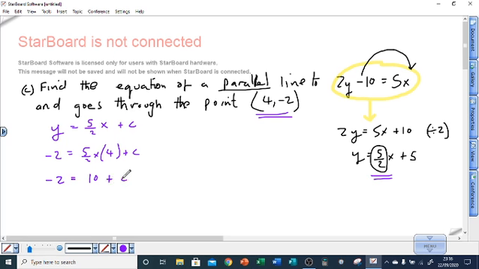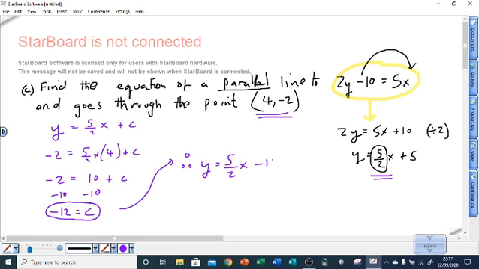And to finish this off, to get c on its own, take 10 from both sides. So I can clearly see that minus 2 minus 10 is minus 12. That is the value of c. So I've got my value of c, and all I do now is replace the c here with it. So that tells me, therefore, my new equation that will be parallel to this graph here is y equals 5 over 2 x, and replacing the c with minus 12. Plus minus 12 is the same as saying minus 12.